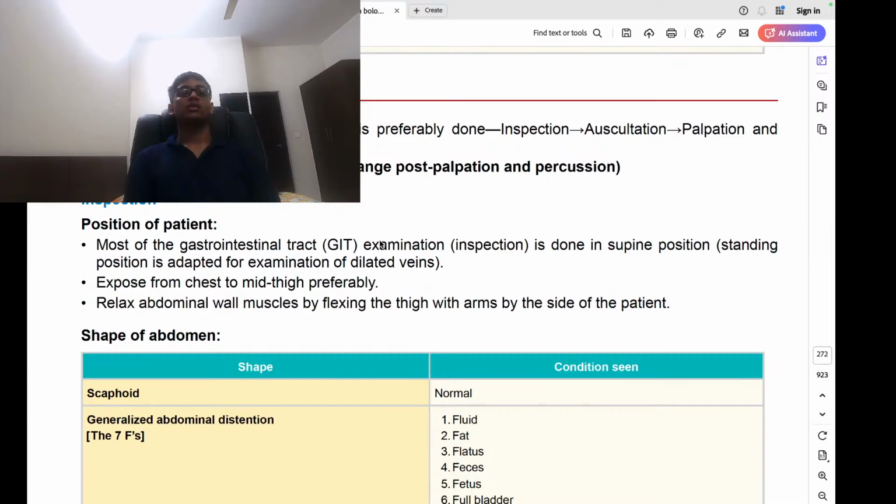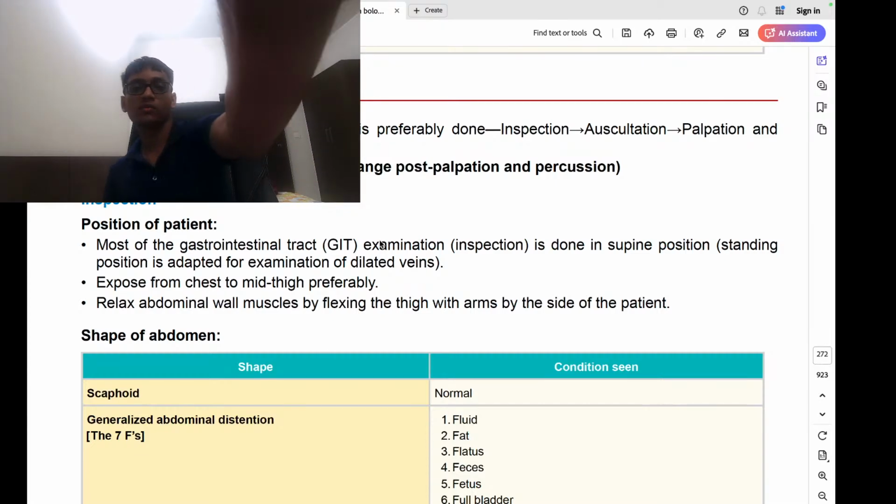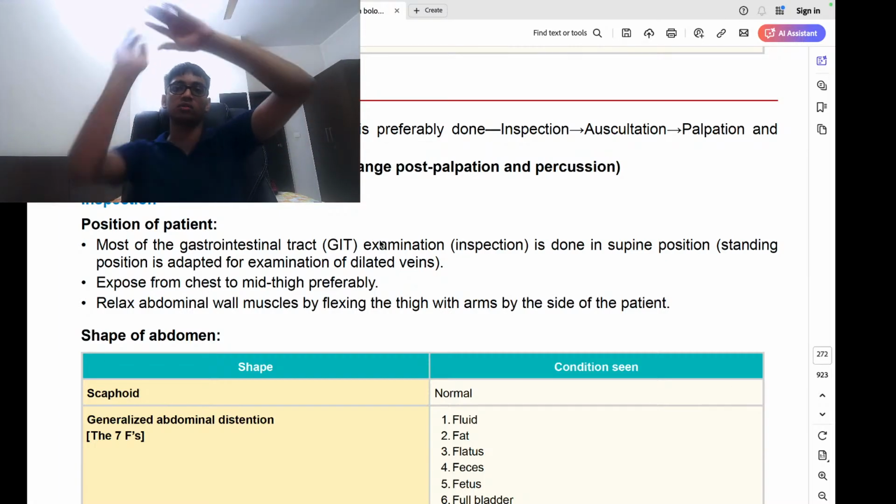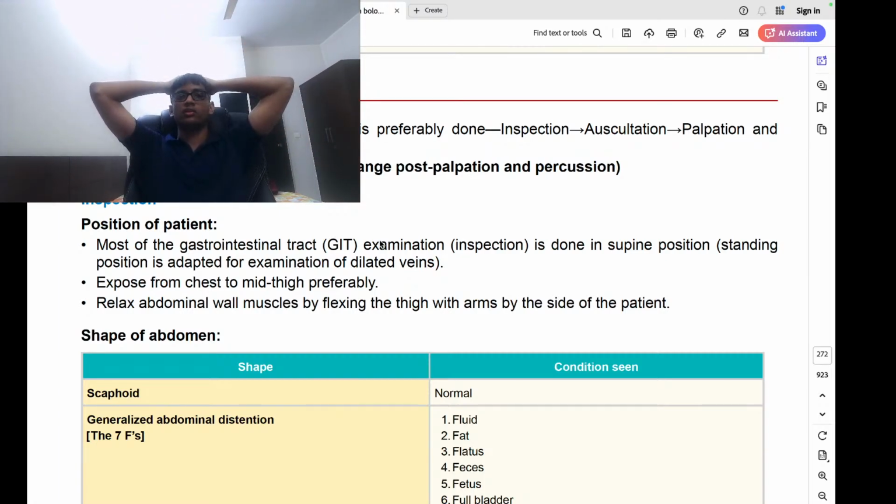Okay. Systemic examination, examination of abdomen is preferably done: inspection, auscultation, palpation, and then percussion.